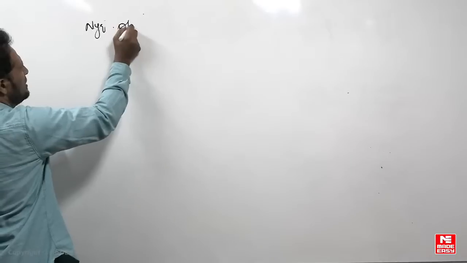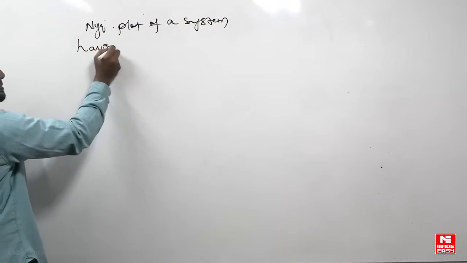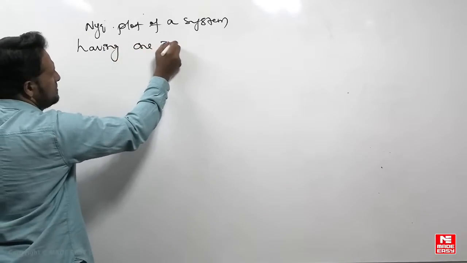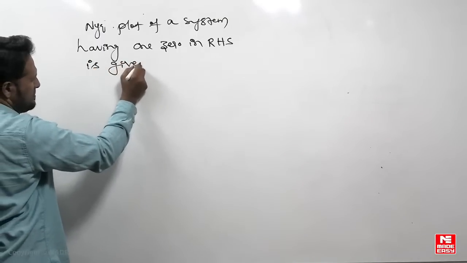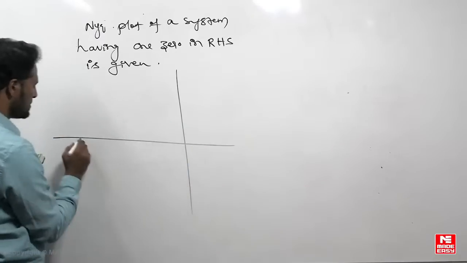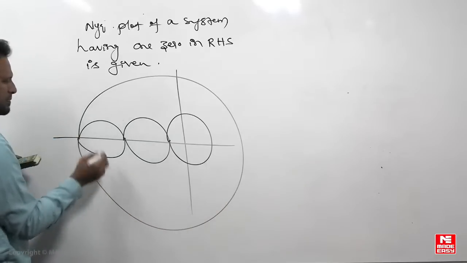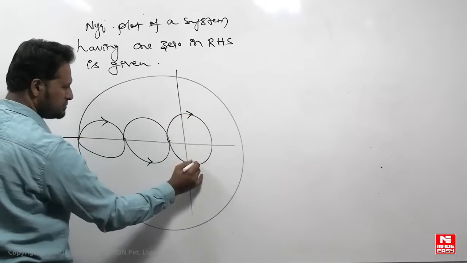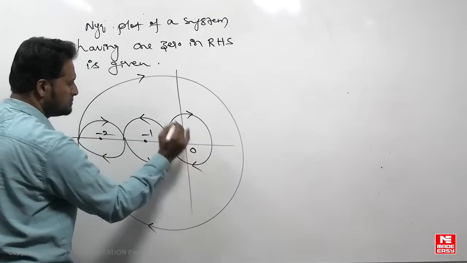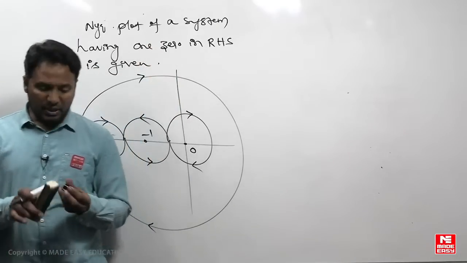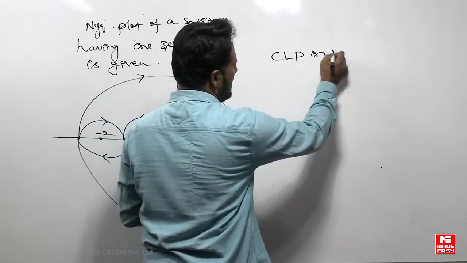Nyquist plot of a system having one zero in right side of its plane is given. That's the GATE 22 question. Nyquist plot of a system having a zero in the right side of S plane is given. Question is to find how many closed loop poles are in RHS.